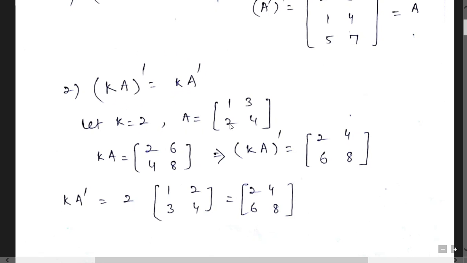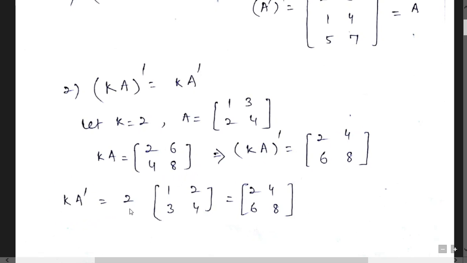Let us try using one example. K is equal to 2 and A is equal to 1, 3, 2 and 4. Then what will be the value of KA? Obviously, the value is 2, 6, 4 and 8. Then taking transpose, it will be 2, 4, 6 and 8. First row is converted into first column and second row into second column.